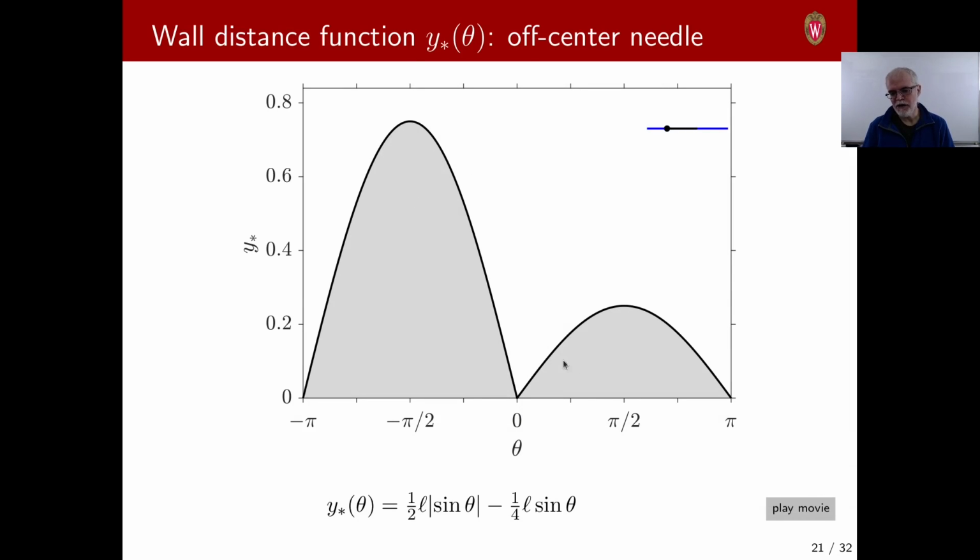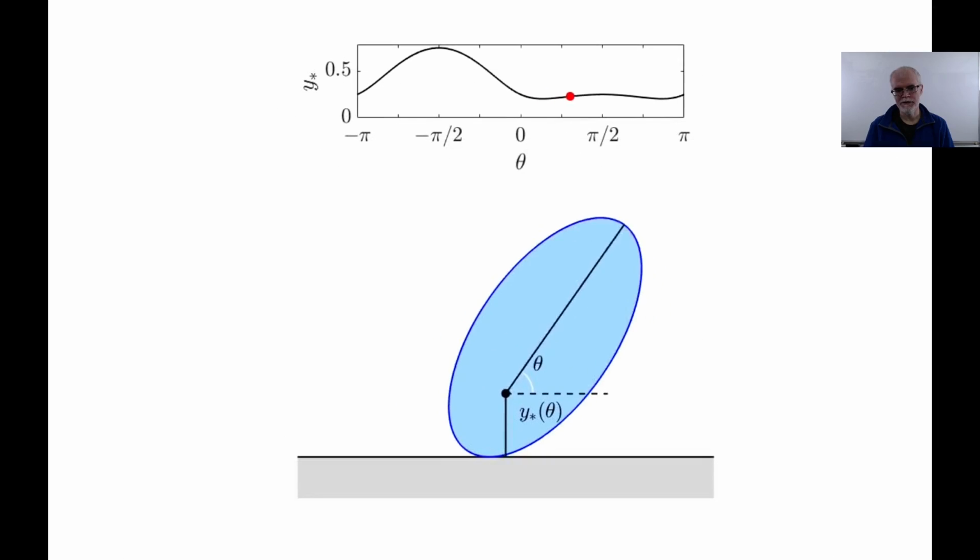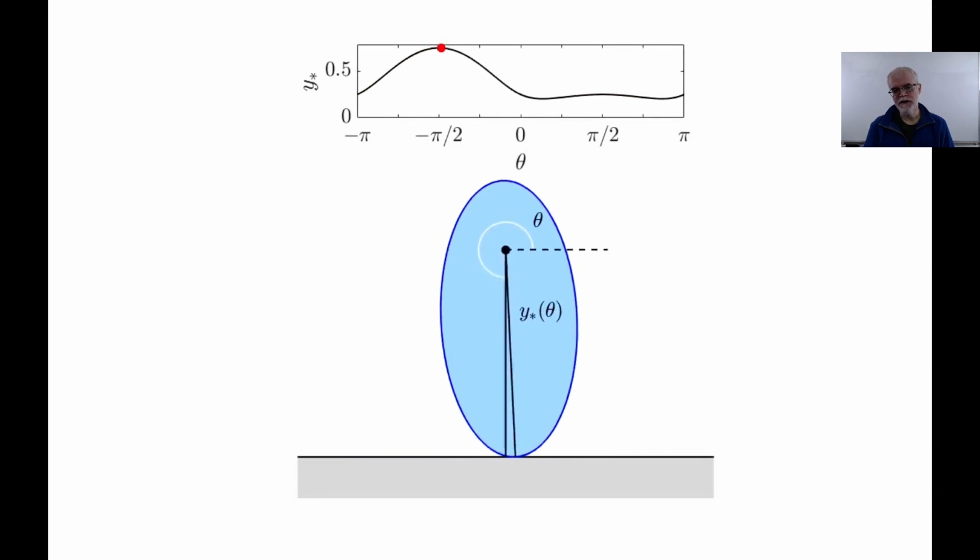And notice that the gray area here is where the swimmer is not allowed to go. So the swimmer has to live in the white area. We're not showing the x variable here because the x variable is essentially ignorable if the wall is along the x-axis. Here's a similar picture for an elliptical swimmer, and here's the similar movie.